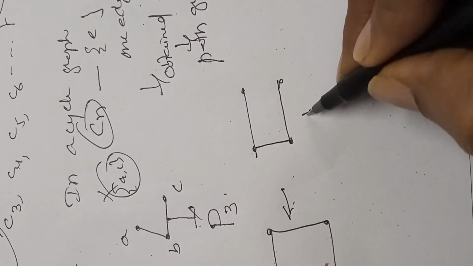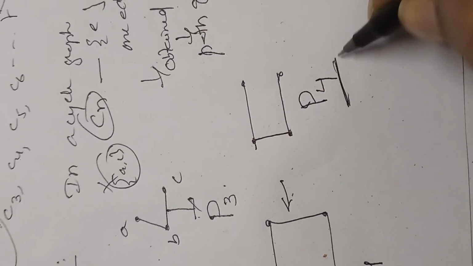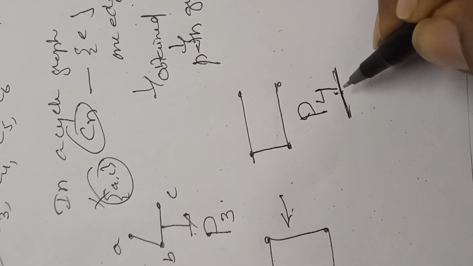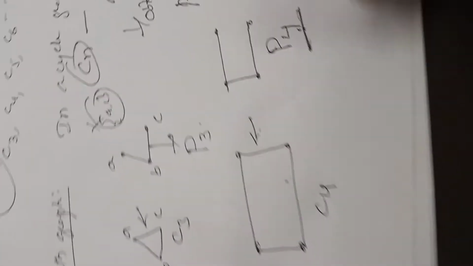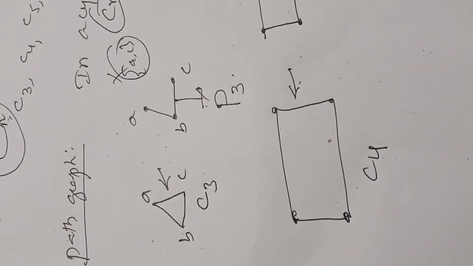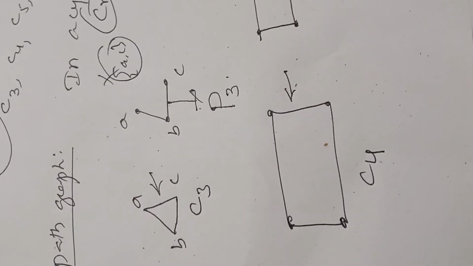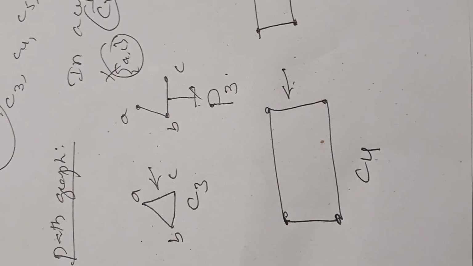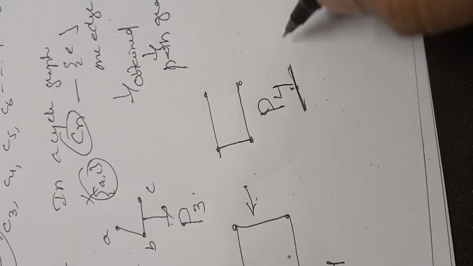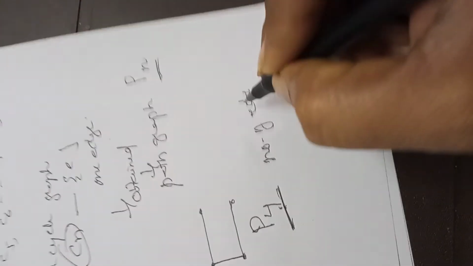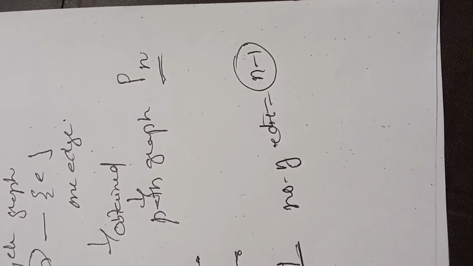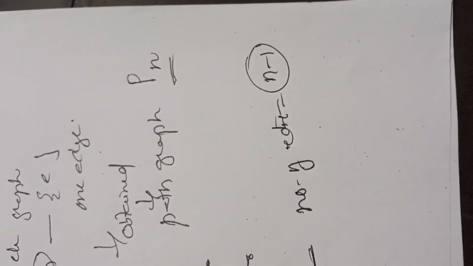Now this one is called a path graph. It is denoted by P4, where 4 indicates the number of vertices in the path graph. That means if we remove one edge from a cycle graph, then the graph obtained is called a path graph of order n only. Right? In a path graph, the number of edges is always equal to n minus 1, where n is the number of vertices. Right? In a path graph, the number of edges is equal to n minus 1.